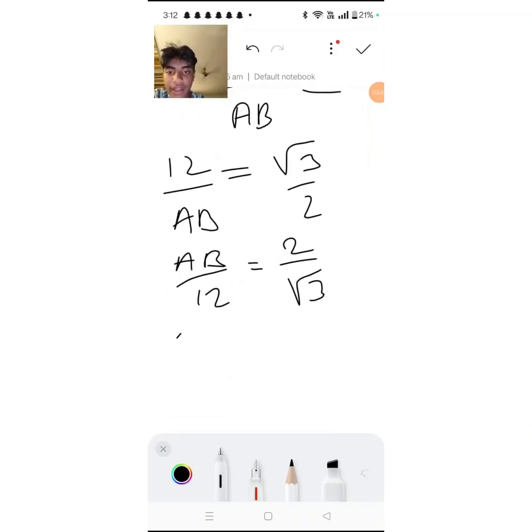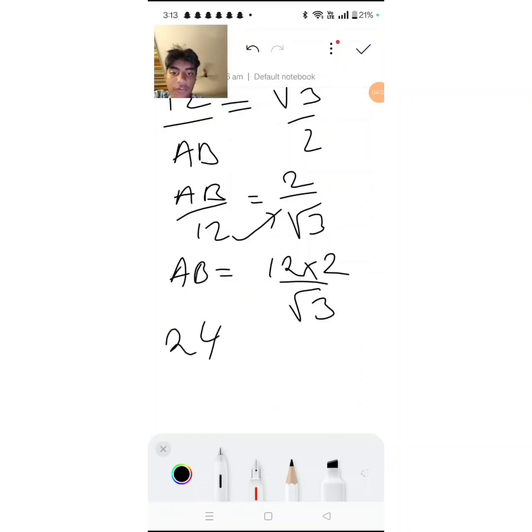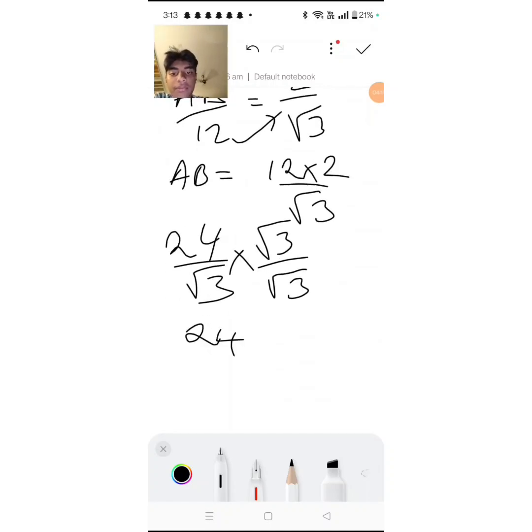And finally, you can say AB is just equal to, you can take this to the other side, it will go to the numerator. So 12 times 2 by root 3, which is ultimately 24 by root 3. That is what you have to ultimately find. Now, since you have a root in the denominator, you have to rationalize it. So multiply by root 3 by root 3, giving 24 root 3 divided by 3.